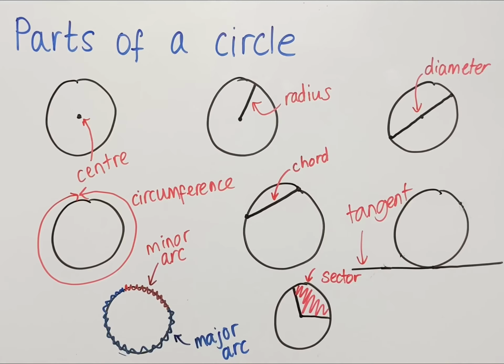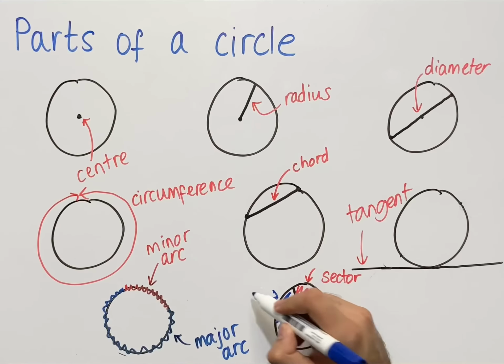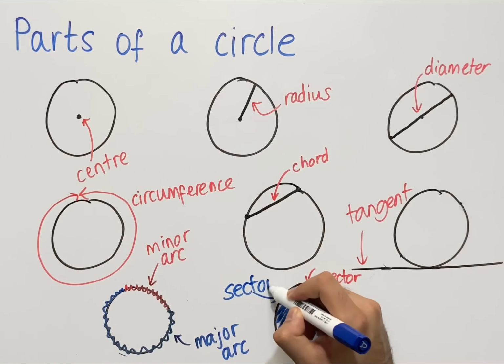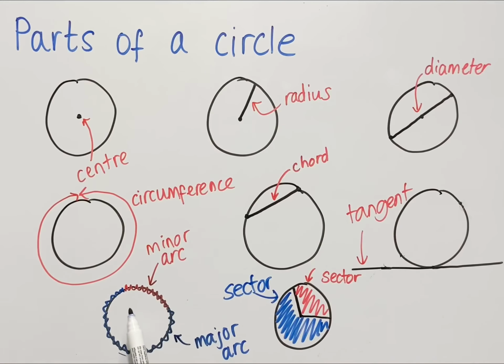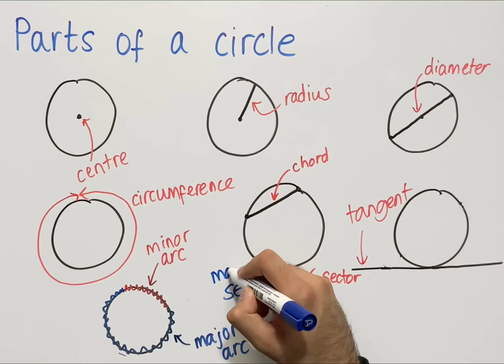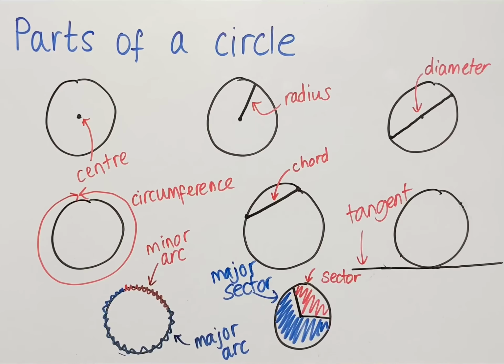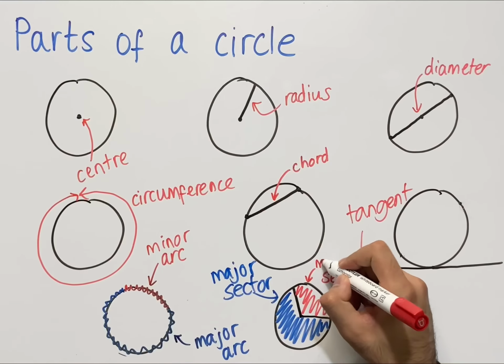And similarly, if you look at the other side, we can shade this in, and this area we can call a sector as well. And if we want to be more specific, like the convention we used for arcs, the area that's larger, or the sector that's larger, is called a major sector, and the area or the sector that's smaller is called a minor sector.